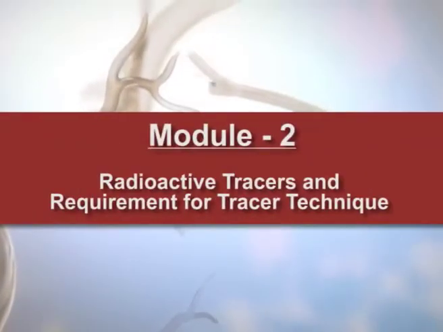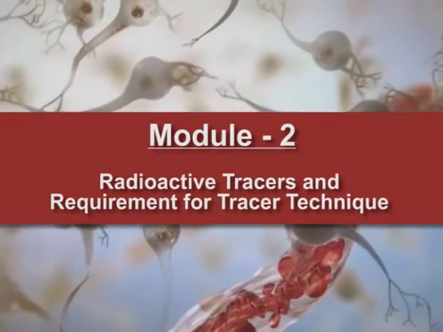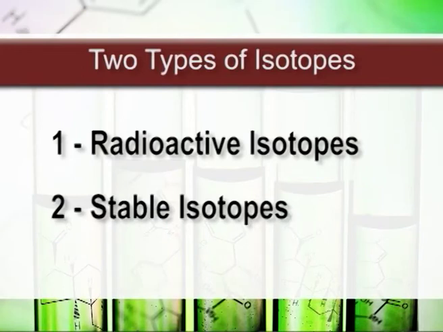Module 2, radioactive tracers and requirement for the tracer techniques. A number of isotopes of common stable elements are found in nature. These isotopes can be artificially produced through nuclear reactor and accelerator facilities. The radio-labeled compound can be prepared by the use of two types of isotopes. First, radioactive isotopes. Second, stable isotopes.